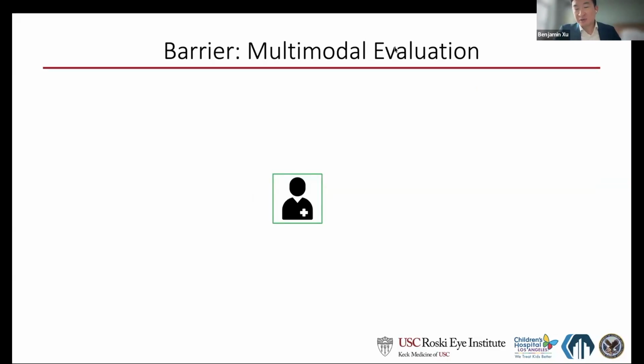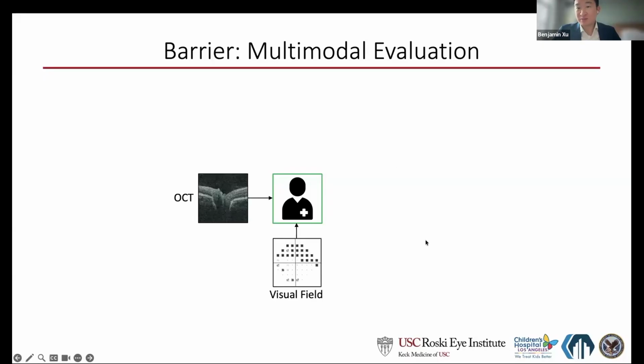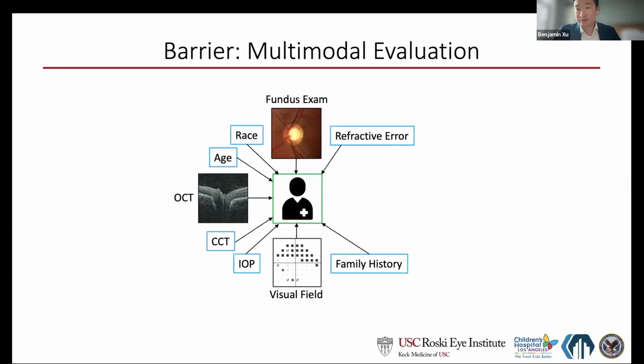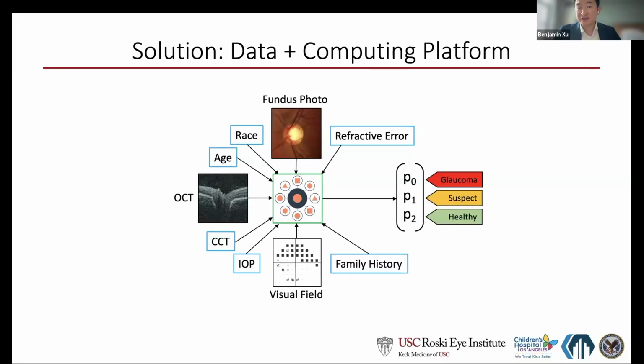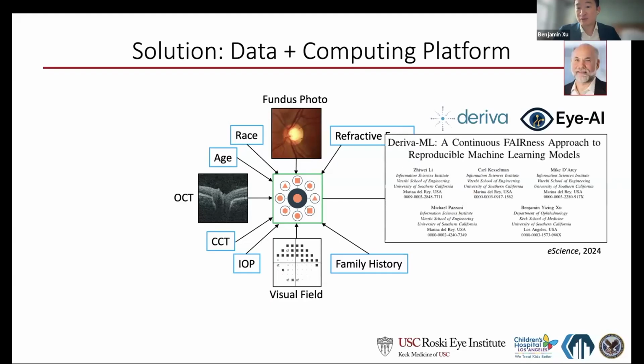So this is where we run into a key challenge when we're talking about ophthalmology, glaucoma, and especially glaucoma data, which is that we have a very multimodal evaluation. Typically, to diagnose glaucoma, we're looking at functional and structural data. We look at the optic nerve. We evaluate clinical and demographic characteristics. So what we needed was a platform where we could integrate all of this disparate data in order to make our classification of glaucoma. And this is where there was a need for both a data and computing platform. And that is when Carl introduced us to DERIVA ML.